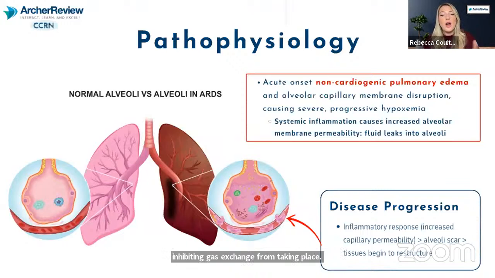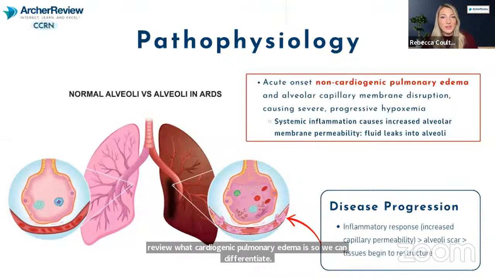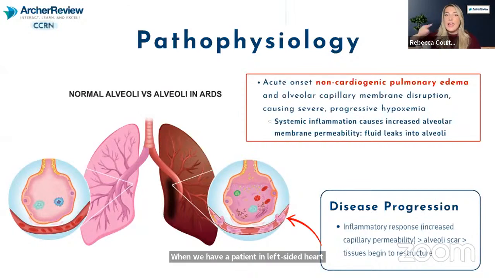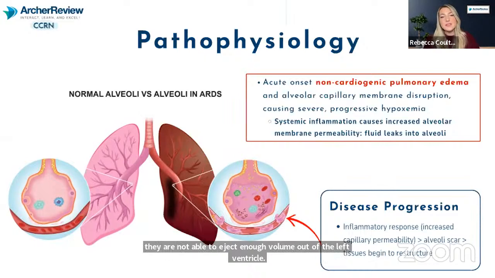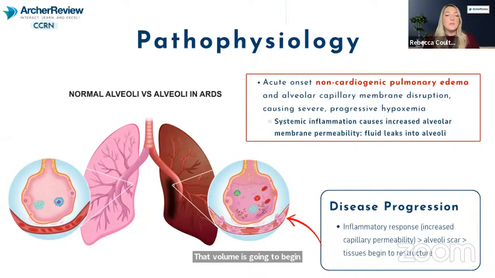Let's review what cardiogenic pulmonary edema is so we can differentiate. When we have a patient in left-sided heart failure and they are not able to eject enough volume out of the left ventricle, that volume is going to begin to back up into the left atrium and then into the pulmonary system. That's going to lead to the alveolar membrane becoming leaky as there's too much pressure in the pulmonary vascular space.